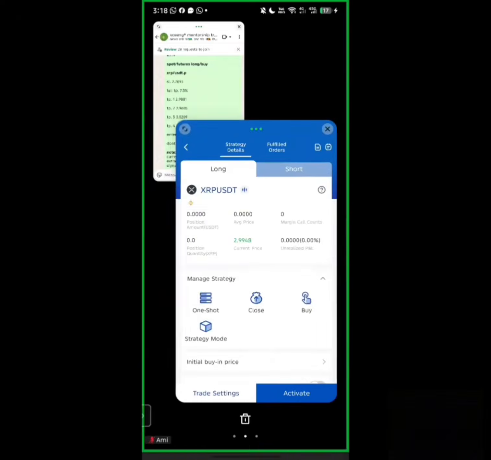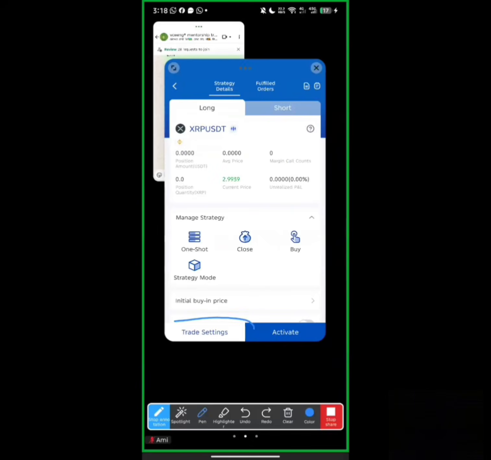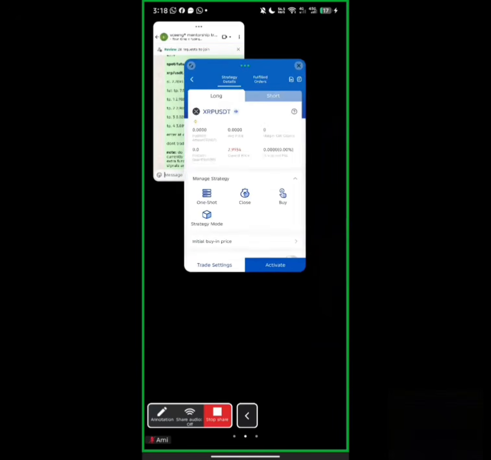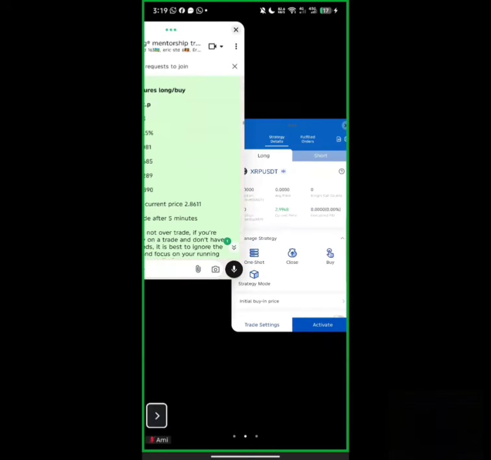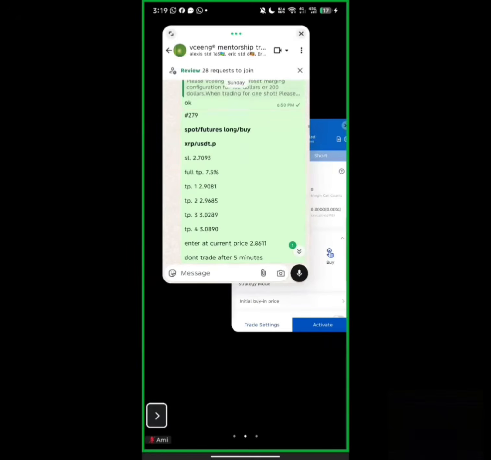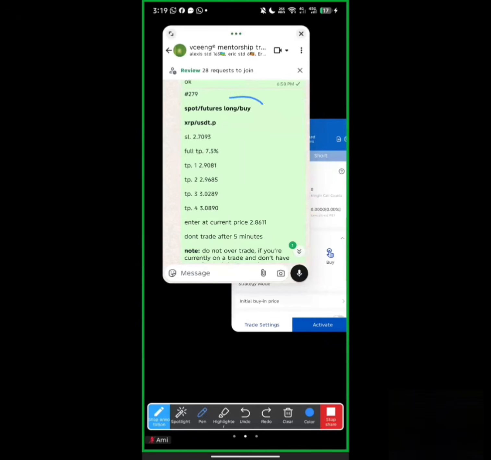So I want to set this in my strategy. You click on trade setting after you have opened the coin. Oh, before you click on trade setting, these are the sides. The signal says long. You can see spot and futures: long or buy, which means you can trade the coin in spot and you can as well trade it in futures.